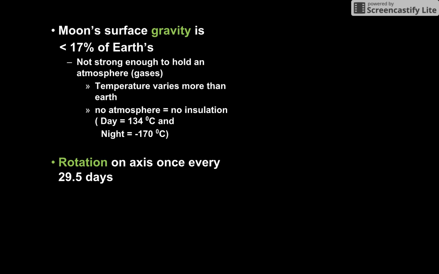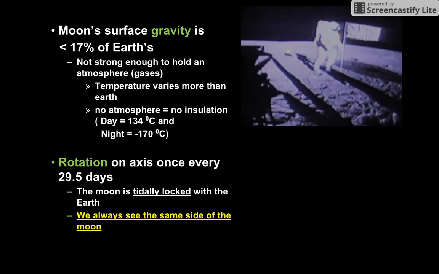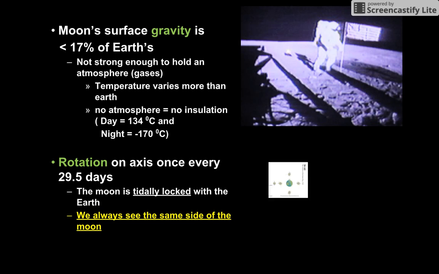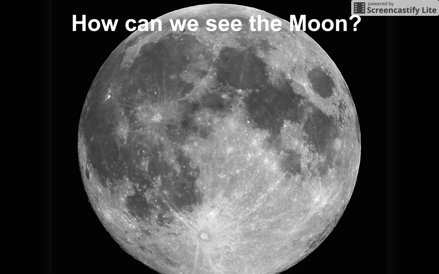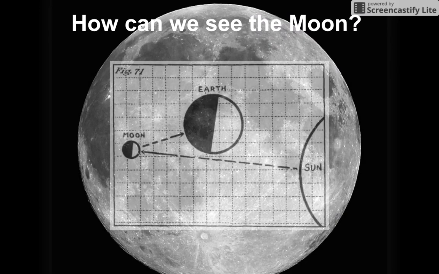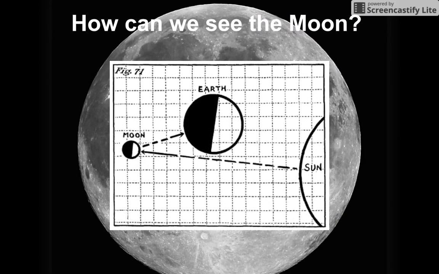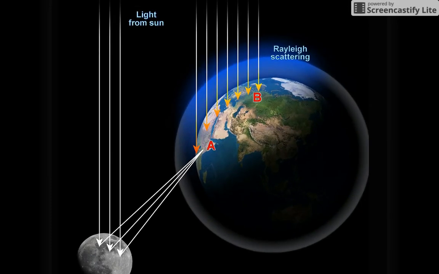The moon rotates on its axis once every 29 and a half days. The moon is tidally locked with the Earth. This means that only one side of the moon faces the Earth. So how can we see the moon? The moon does not generate its own light. It reflects light. The light actually comes from the sun.